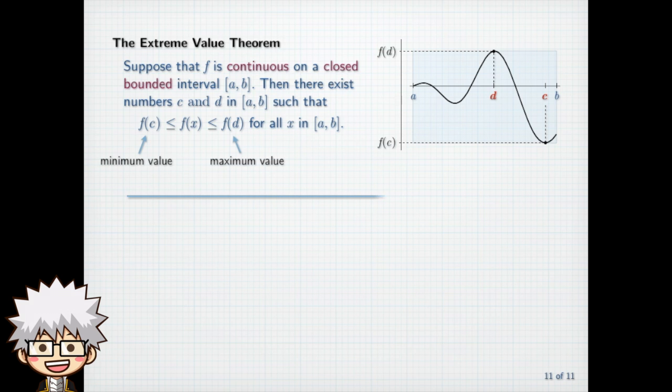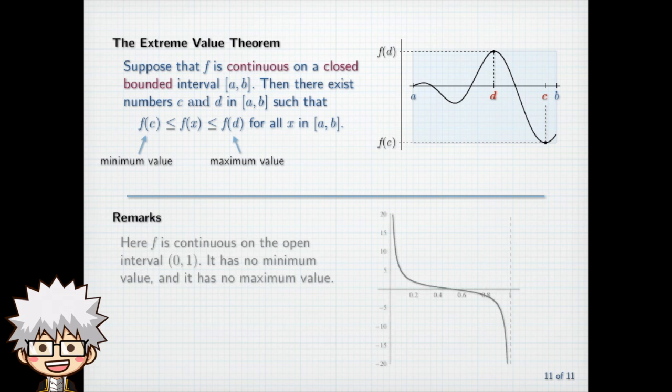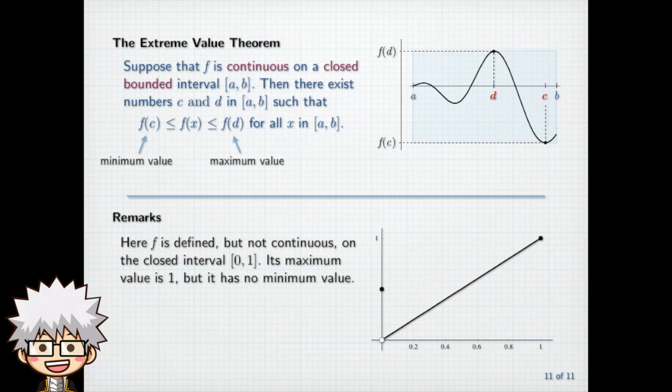A couple of remarks about the hypotheses of the theorem. This picture shows the graph of a function that's continuous on the open interval 0, 1. It has no minimum value and it has no maximum value. This shows that the hypothesis that the function be continuous on a closed interval is necessary in the theorem. Here, f is defined but not continuous on the closed bounded interval 0, 1. Its maximum value is 1, but it has no minimum value. Thus, the continuity hypothesis is also a necessary one in the theorem.